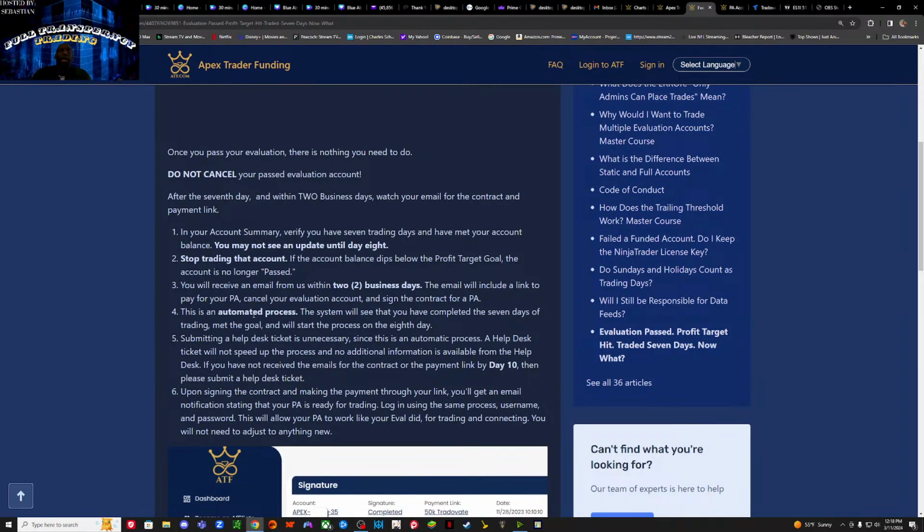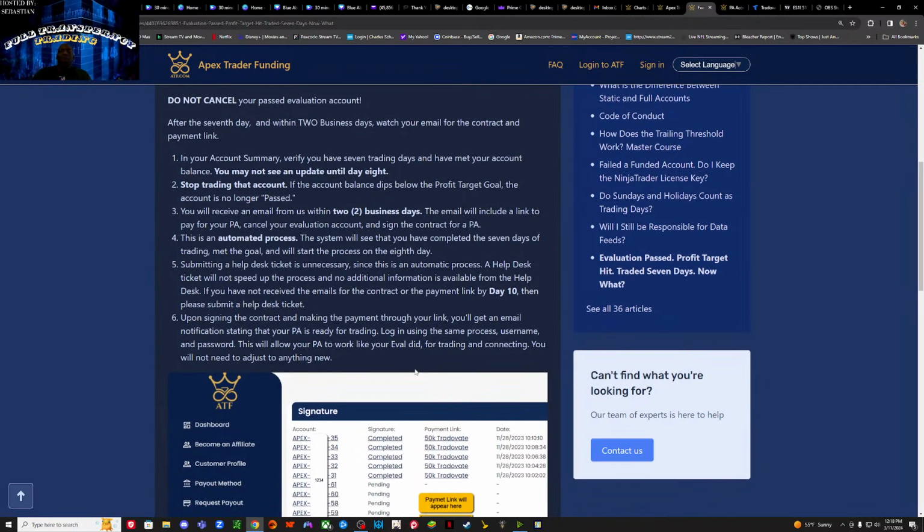This is an automated process, as always. So the system will see what you have completed in the 7 days of trading, that you met the goal, and will start processing on the 8th day. The 8th day can be literally the next day after midnight, or it can be 4:59 p.m. Eastern time, depending on when you started trading. Submitting a help desk ticket is unnecessary. Since it's an automatic process, a help desk ticket will not speed it up, and no additional information is available from the help desk. Okay, so they're being very transparent there, which is what I really like about Apex Trading.